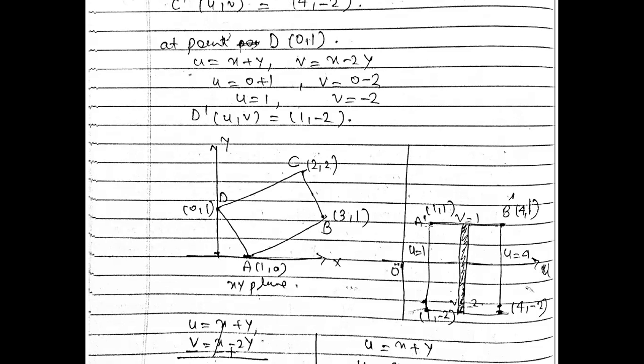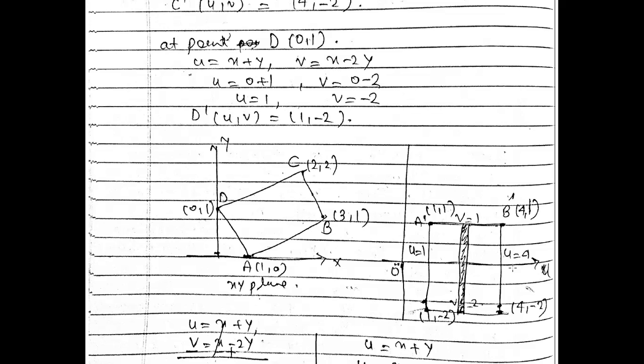So in the first quadrant, this is your point (1, 1), your A' vertex, this is your B' vertex (4, 1), this is your C' vertex (1, -2), and this is your D' vertex (4, -2). So we can see that A'B'C'D' is a rectangle.